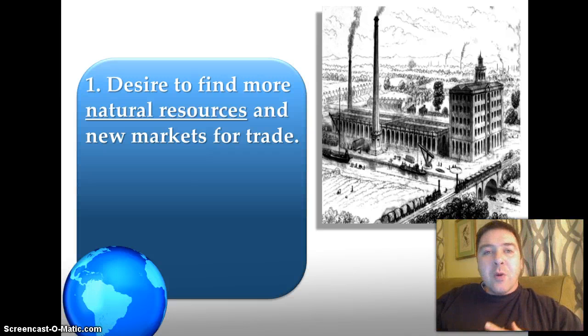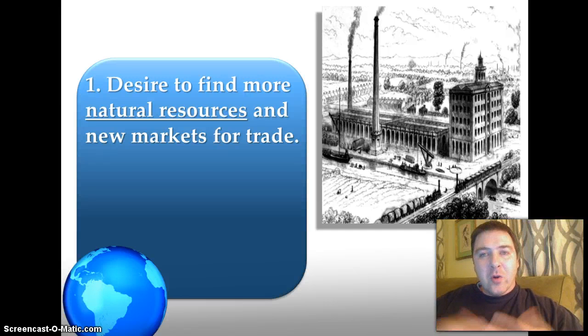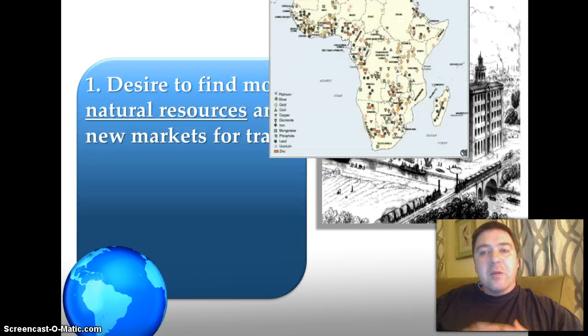From the European point of view, there were no factories in Africa and Asia. These natural resources weren't being used. It's not to say it was the right thing to do, but Europe saw itself as justified if Africa and Asia weren't using these products to basically steal them and bring them back to Europe for use in these factories.